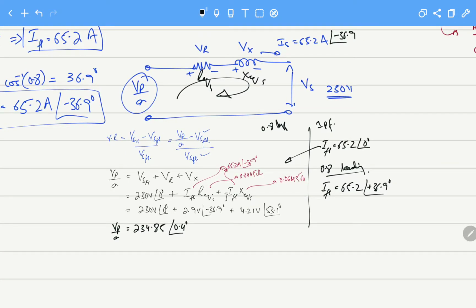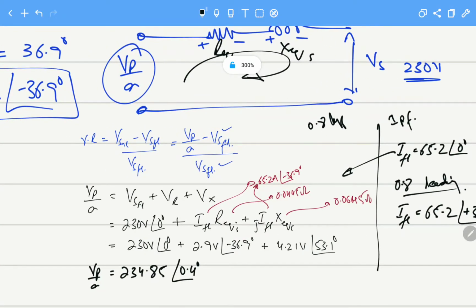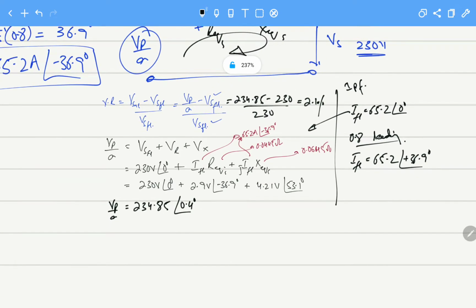So the voltage regulation will now become this. Then we are coming back to the lagging load. This will be 234.85 minus 230, divided by 230, and the value of this voltage regulation is 2.1%. And as we have also seen previously, we can draw the phasor equivalent of this.